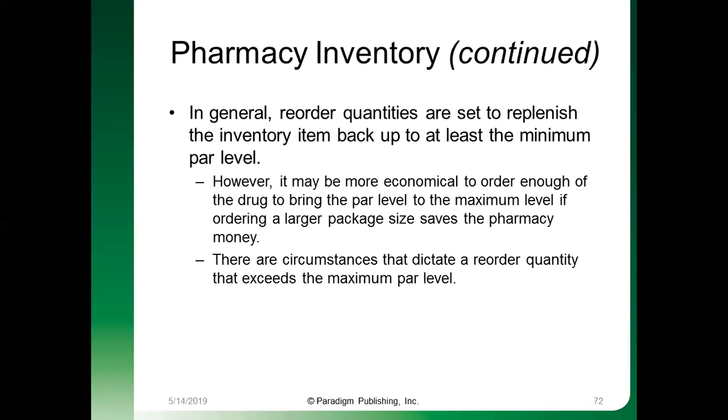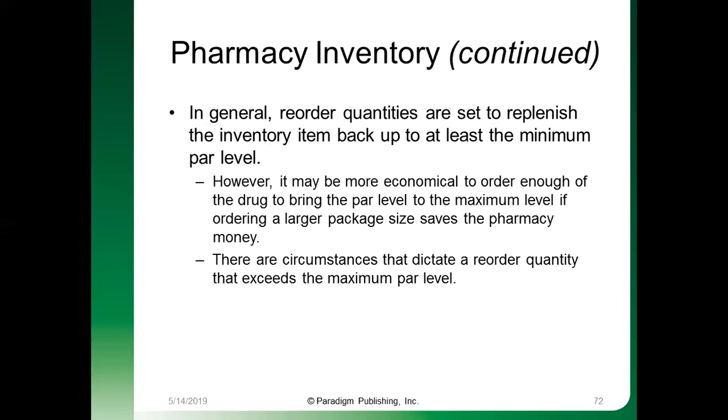to order accordingly. In general, reorder quantities are set to replenish the inventory item back up to at least the minimum par level. However, it may not be more economical to order enough of the drug to bring the par level to the maximum level if ordering a large package size saves the pharmacy money. There are circumstances that indicate a reorder quantity that exceeds the maximum par level.